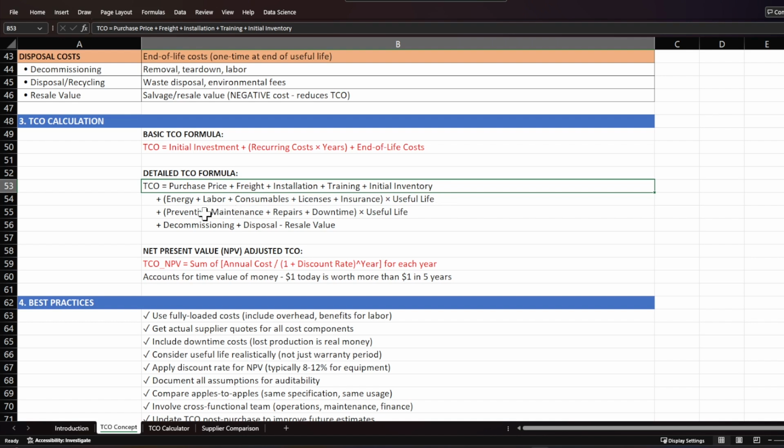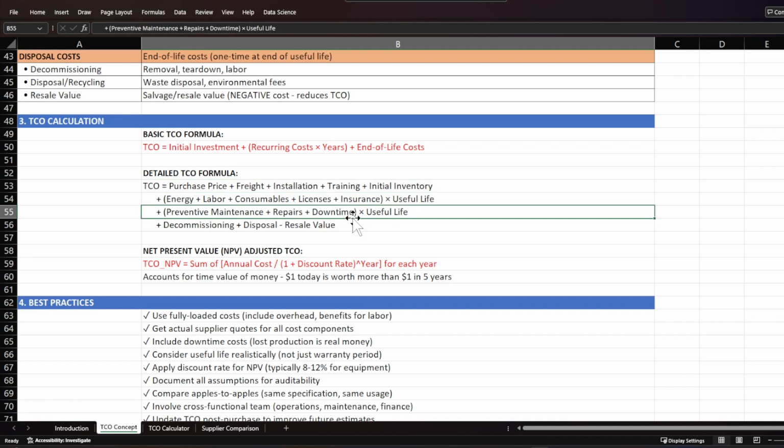Then the third part is preventive maintenance, repair plus downtime, multiplied by useful life. Then the decommissioning plus disposal minus the resale value. So right now you are able to get that TCO is a component of all of these costs.